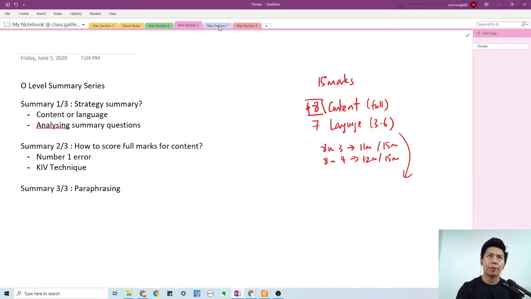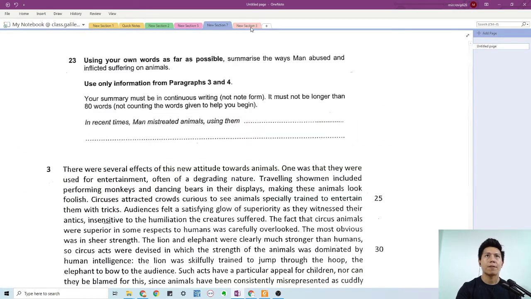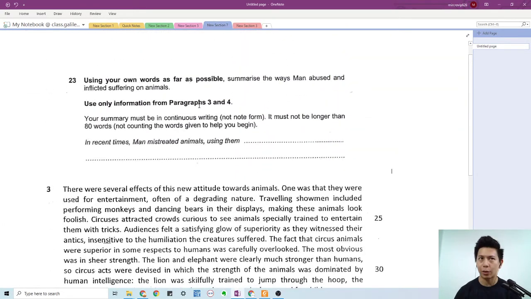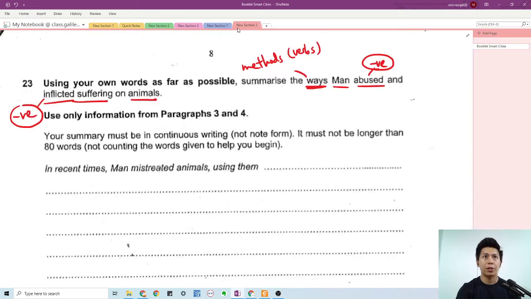So, here I have the passage. I've pasted the question here so that it's easy for you to see. From paragraph 3 to 4, summarize the ways man abused and inflicted suffering on animals. We did learn from the earlier video that we are looking for words that have negative connotation. If possible, we can also look for words that are verbs, action words, but mainly, any words that are negative, those are what we're looking out for.